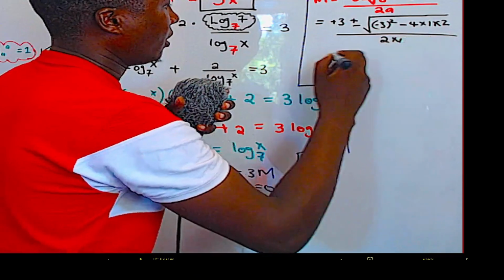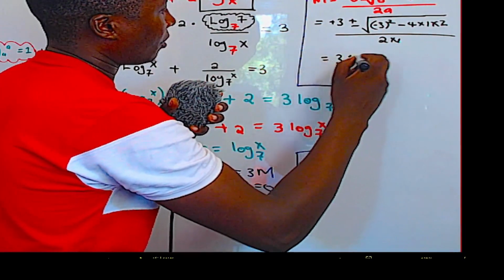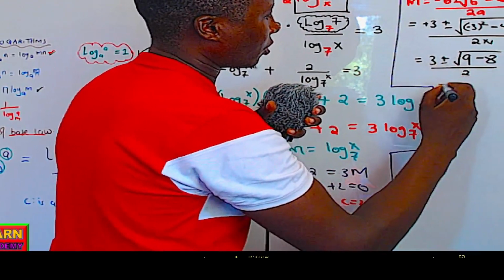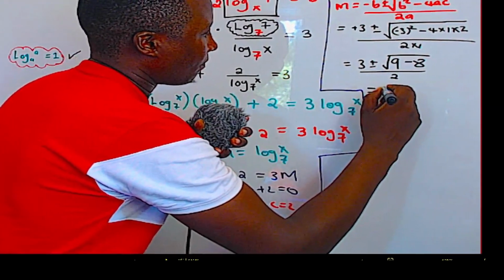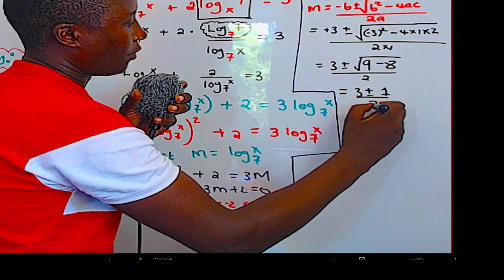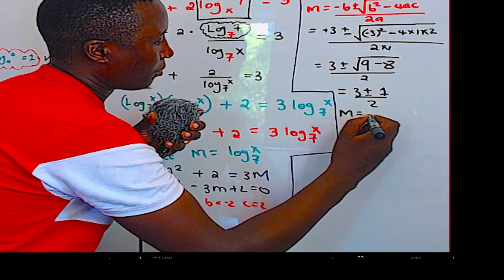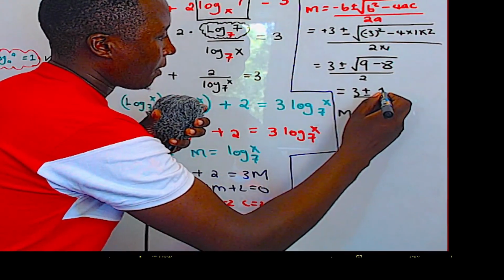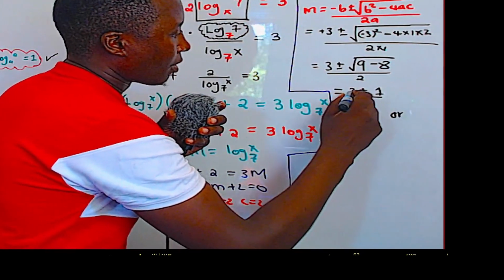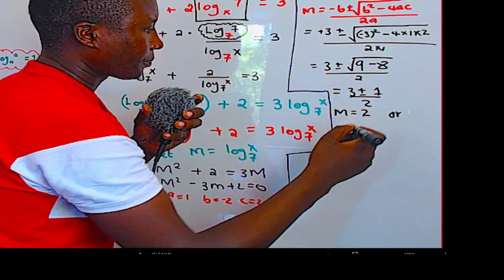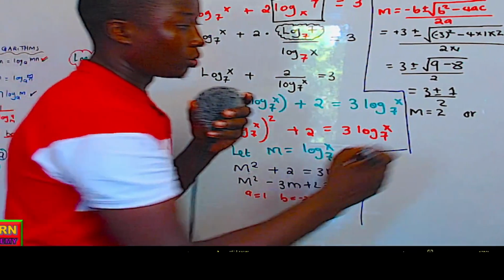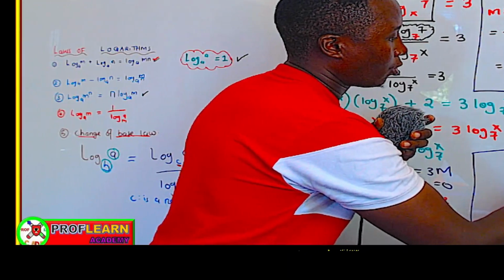So 2 times 1, and this is going to reduce to 3 plus or minus square root of 9 minus 8 divided by 2. So we are going to have 3 plus or minus square root of 1, over 2. So our first value of m is going to be 3 plus 1, which is 4, divided by 2, we are going to get 2. Or 3 minus 1, which is equal to 2 divided by 2, and that is going to be our m equals 1.